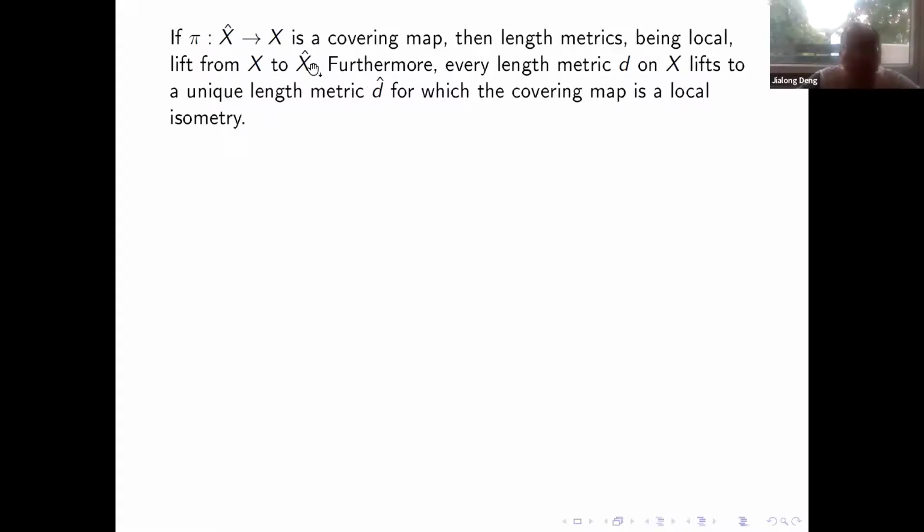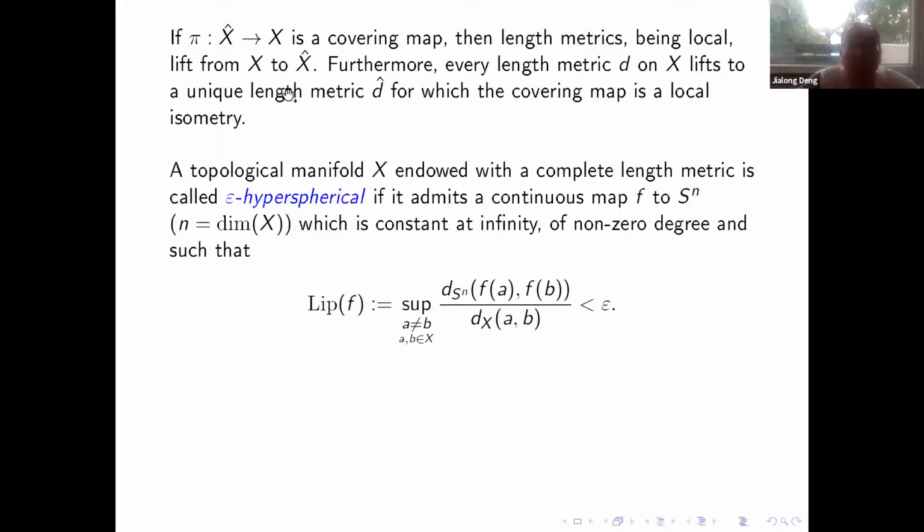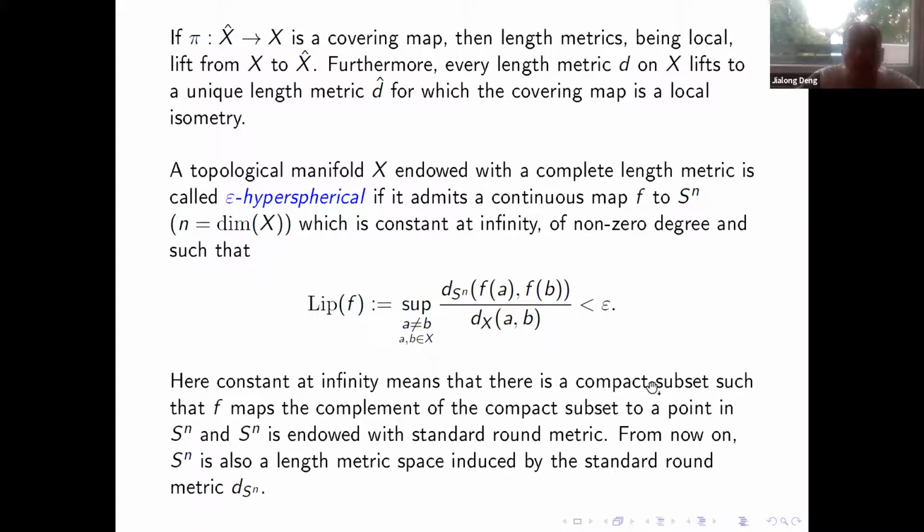Here the length metric can be lifted to the covering space, and the lift is again a length metric. Now we can have a definition of the epsilon-hypersphere. Given a topological manifold with a complete length metric, it is an epsilon-hypersphere if we can map it to S^n with non-zero degree. Here constant at infinity means that there is a compact subset such that f maps the outside of the compact subset to one point. S^n uses the standard metric. Here f only needs to be continuous.